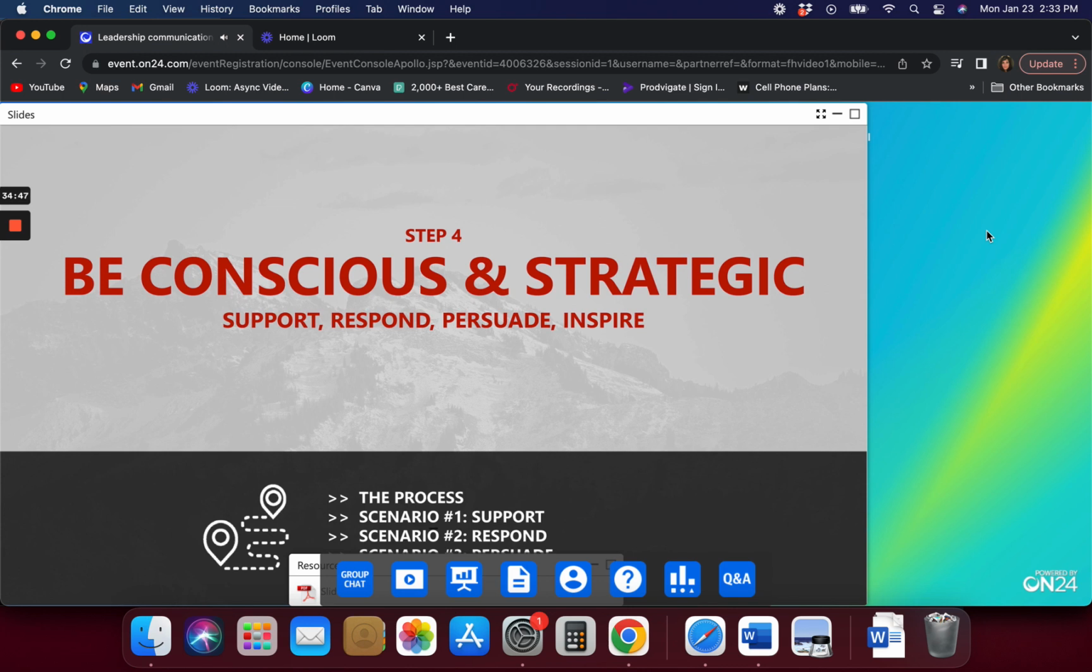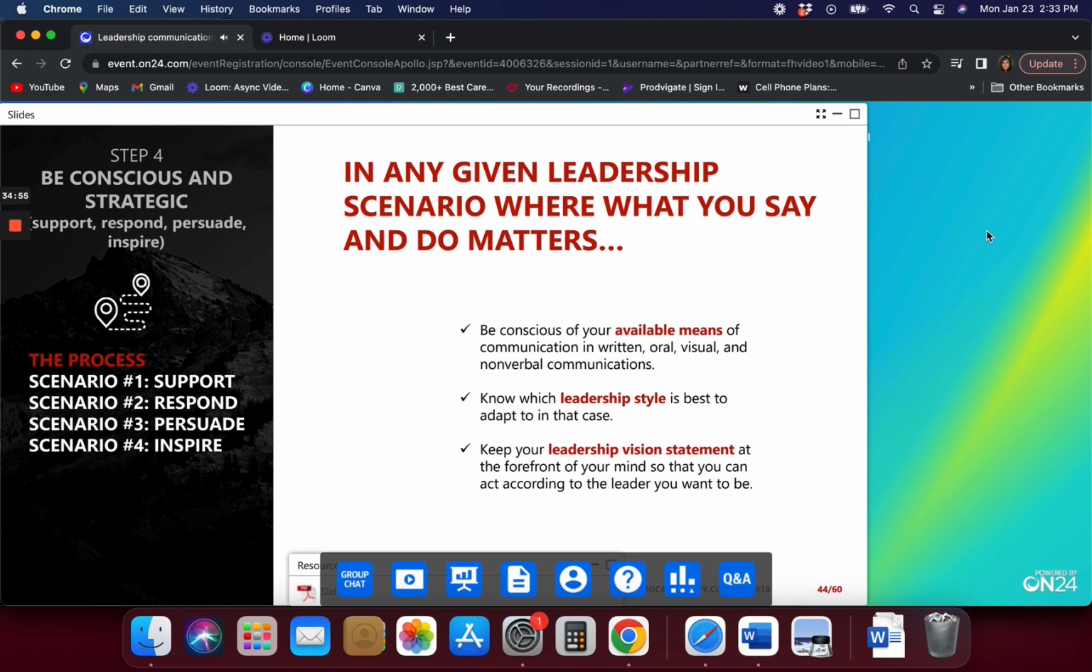Okay. Let's move into this last step here. Being conscious and strategic in specific scenarios. So we're going to look at 4 different types. So this is what we're doing. We're going to be conscious of our available means of communication in written, oral, visual, and nonverbal. We're going to know what the leadership style is best, or at least try out what we think will be best. And then we're going to keep that leadership vision statement in the forefront of our minds so that we can act according to the leader we want to be. So that's kind of the idea.